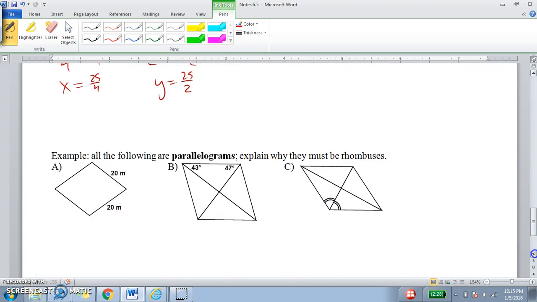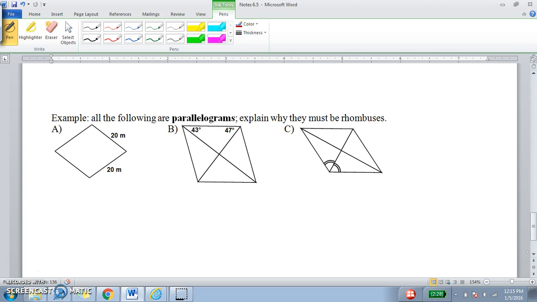All right, all of the following are parallelograms. Explain why they must be rhombuses. So we know that it's a parallelogram. So if I know this is a parallelogram, then this side right here is 20, means this side across from it also has to be 20, because in a parallelogram, opposite sides are congruent. This side is 20, means this side is 20. So now I've got all 4 sides are the exact same. So this has to be a rhombus. So all 4 sides are congruent.